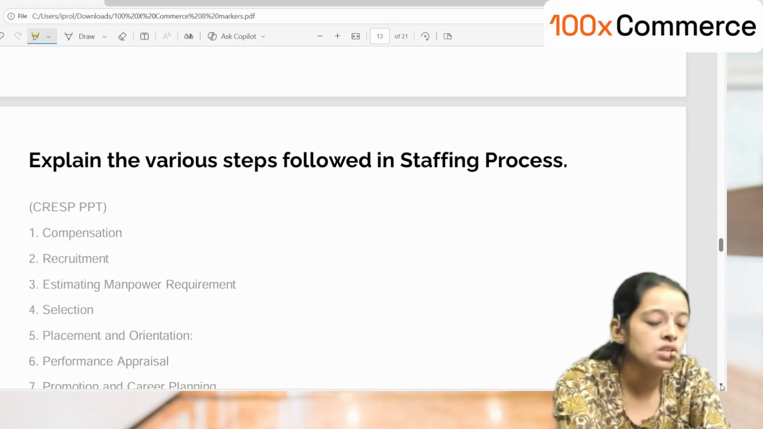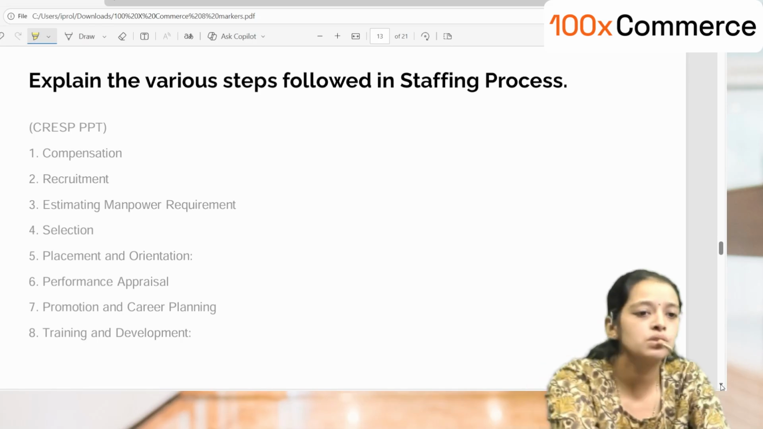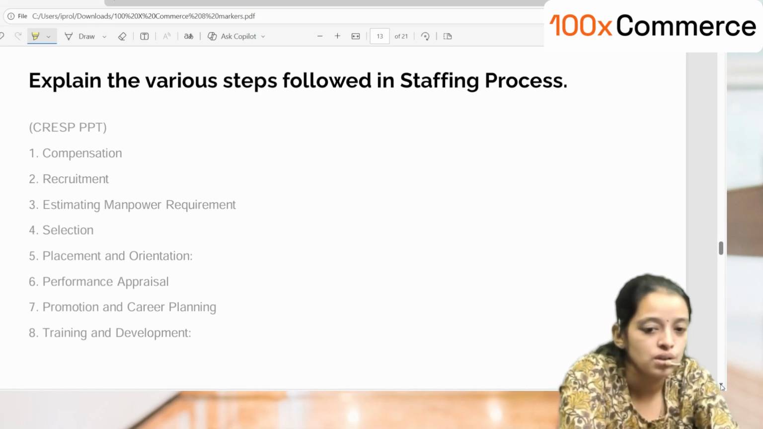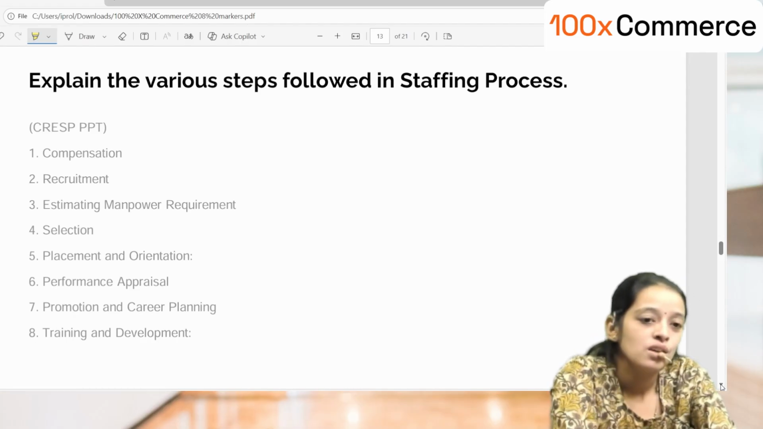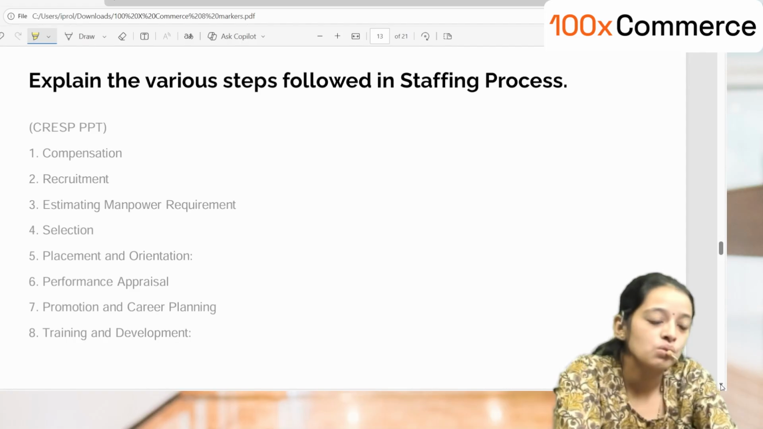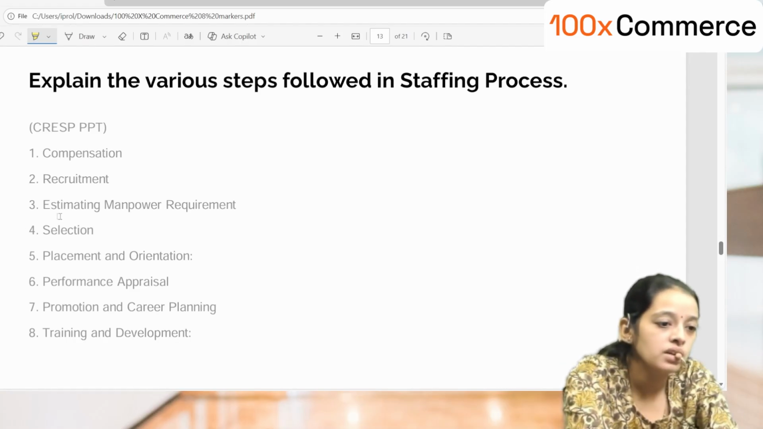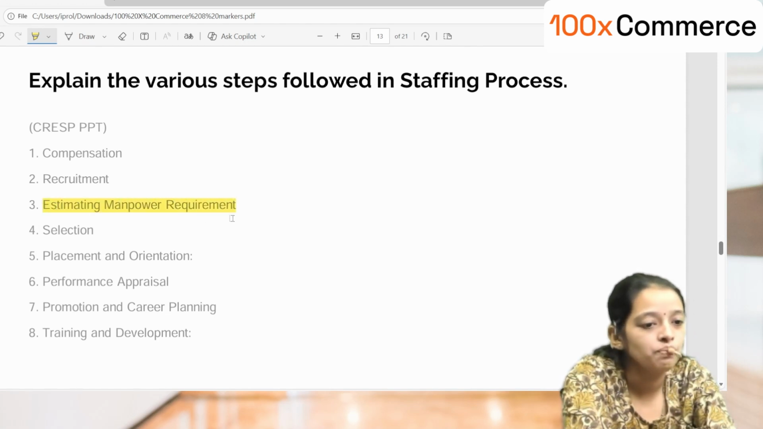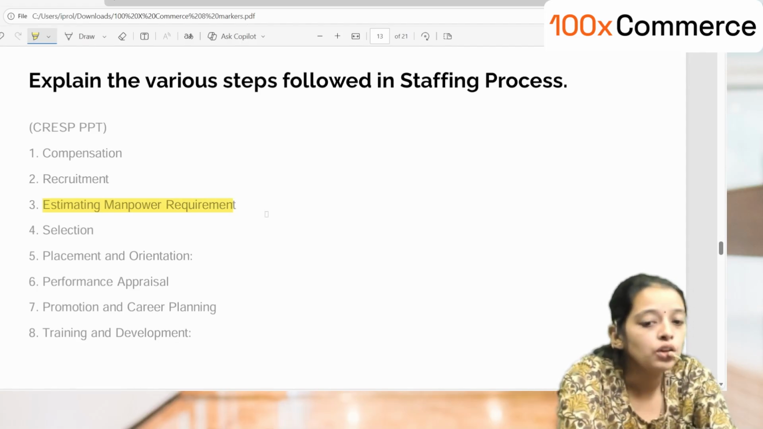The next question in the same chapter is: explain the various steps followed in the staffing process. Now staffing is different, selection is different. So the steps involved in the staffing process: the first step is estimating the manpower requirement. How many people you need at a workplace, that estimation should be there.